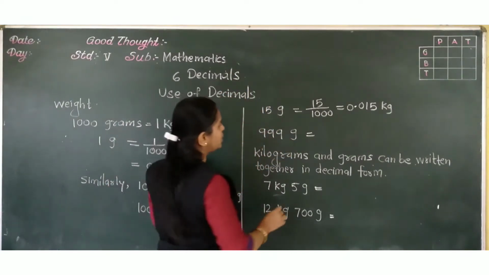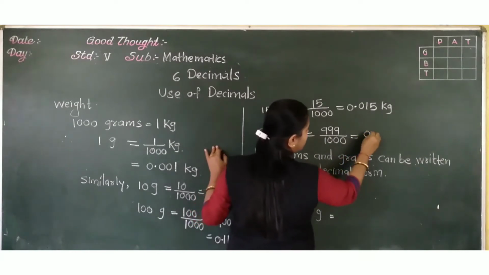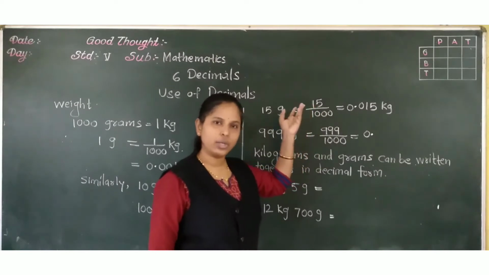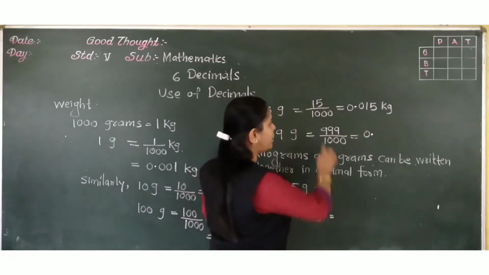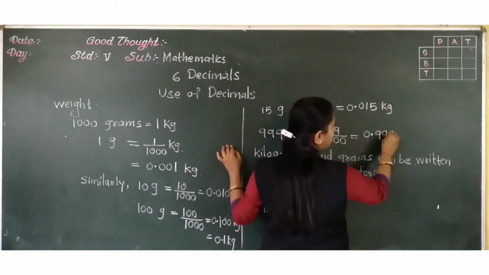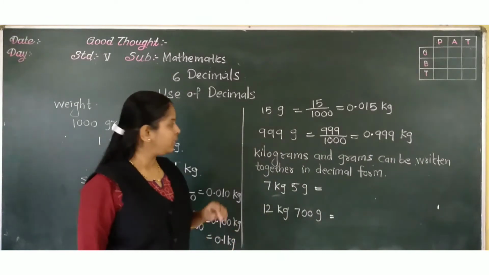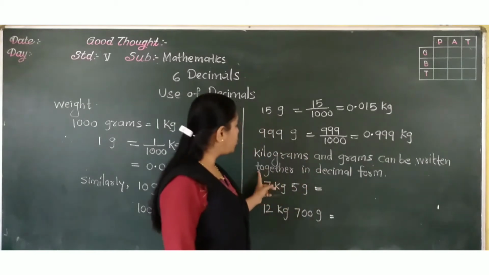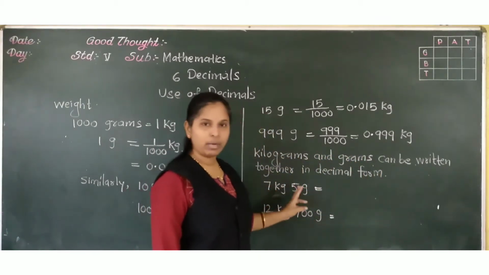Next, 999 gram. That is divide 999 by 1000, equal to 0 point. Now here, 3 zeros, and already 3 digits are there at the numerator. So after the whole part 0, put the decimal and directly write 999. That means 0.999 kg. Okay. Now kilograms and grams can be written together in decimal form.